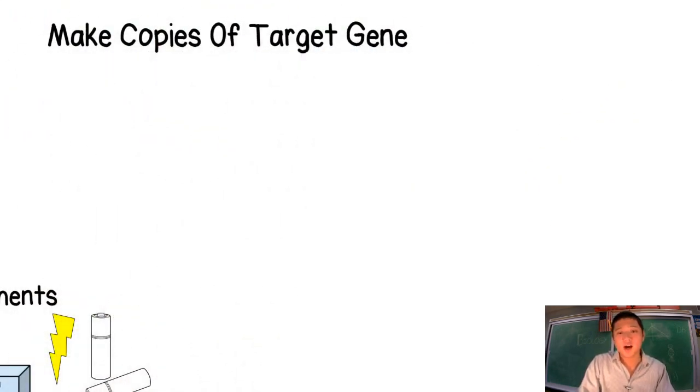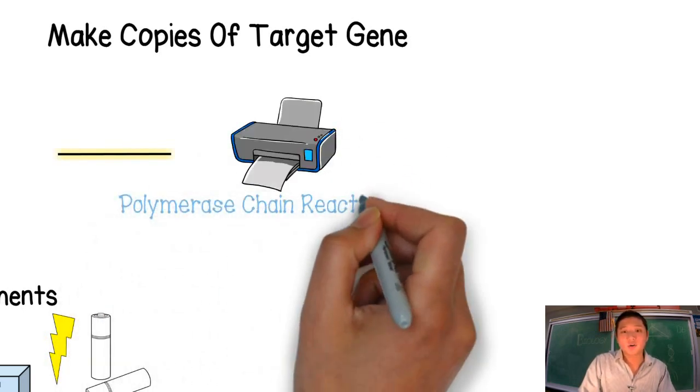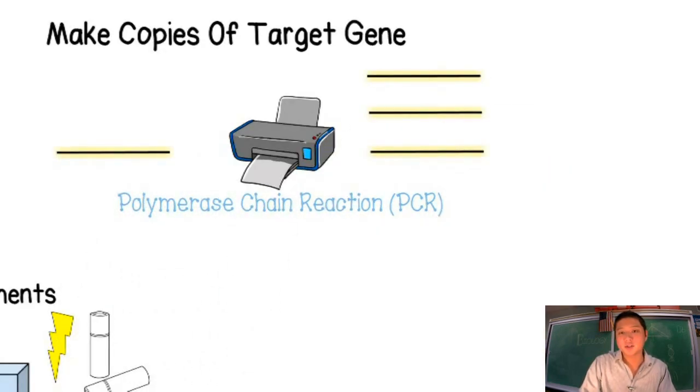We can make a bunch of copies of it, and we do this through a process called PCR, or polymerase chain reaction. Now, the reason we would want to do PCR is all of those steps that we just did to extract our target gene, those were a lot of steps. And if we want to study a gene many, many times, we don't want to have to keep going through that process over and over and over again to get multiple copies of our target gene. So instead of doing that, we can use PCR, and what PCR does, it makes many copies of our target gene.